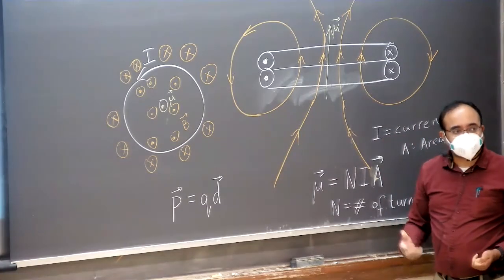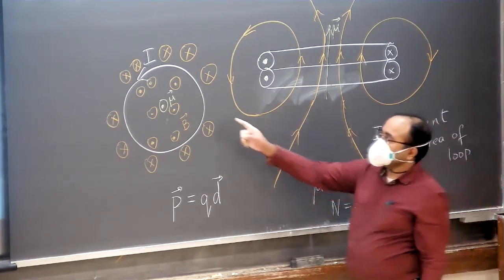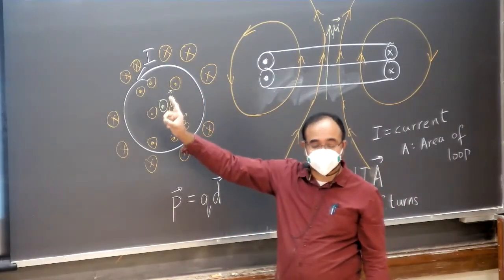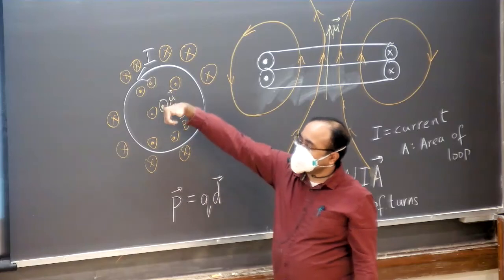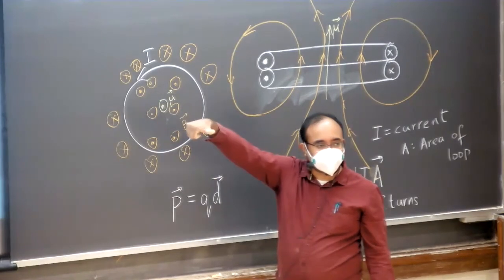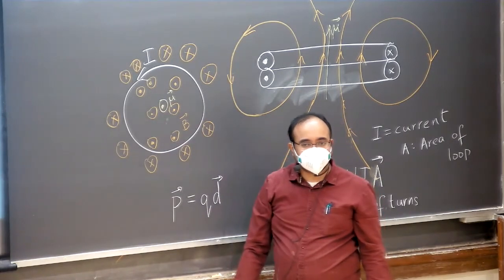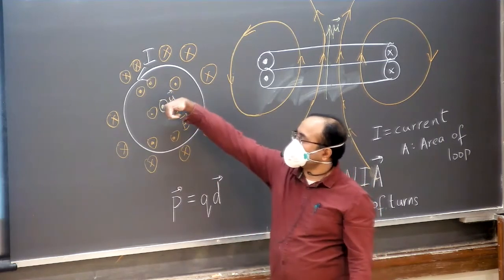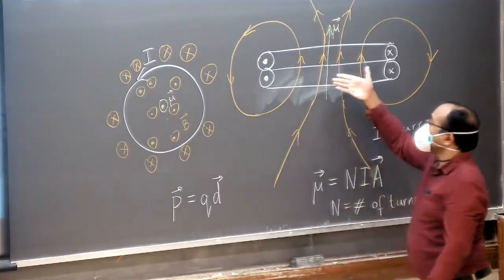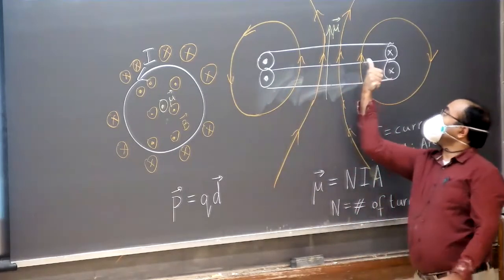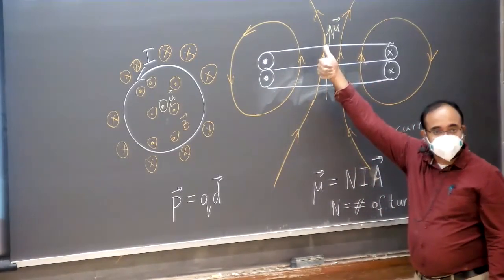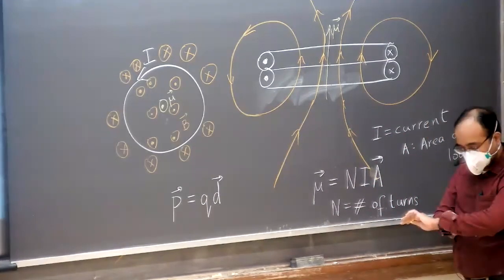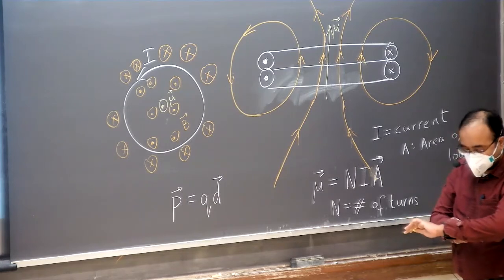There is a quick shorthand way of finding the direction, which is if you have current flowing in a loop, this is a new right-hand rule. Curl your fingers in the direction of the current, and your thumb gives you the direction of the dipole. You can see current coming out over here, going in over here. So yes, the dipole is pointing out. All right, I'll save the question for next time.